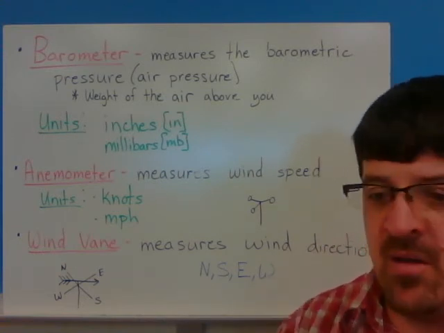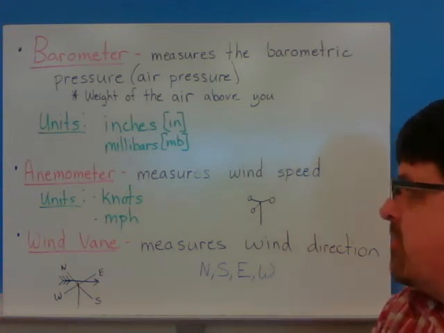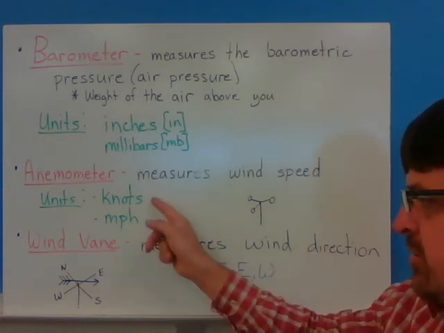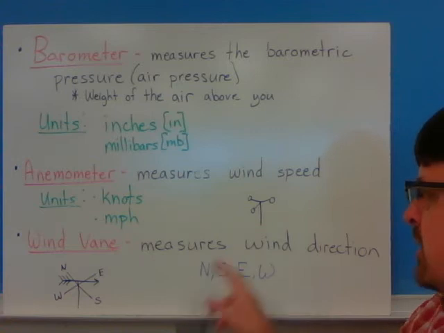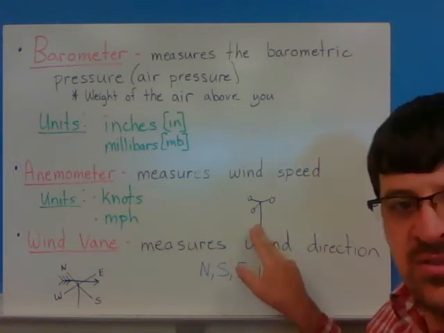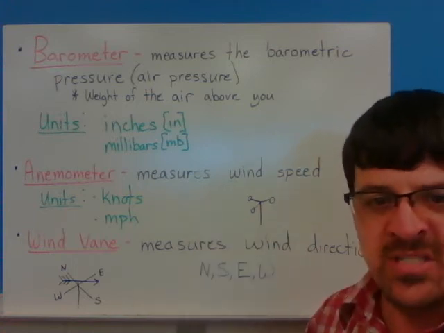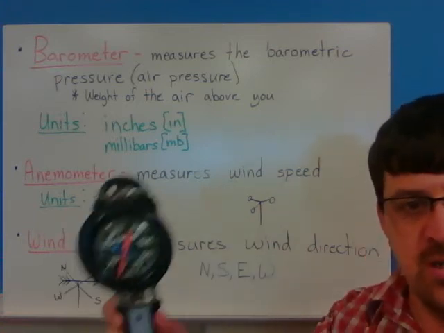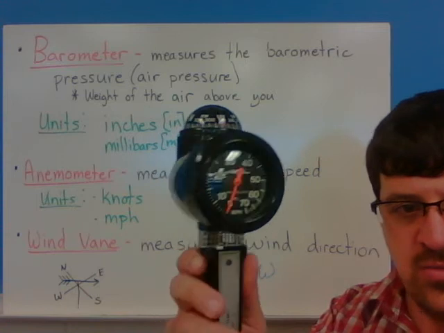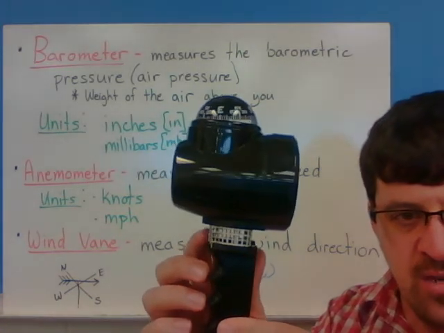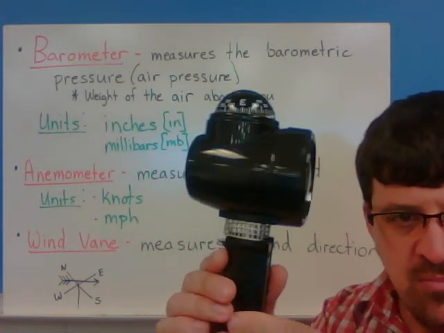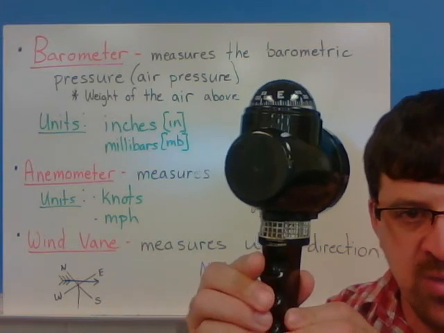Now, the anemometer. An anemometer measures wind speed. The units are either going to be in knots or in miles an hour. Now, this is an anemometer that you might see on the top of a weather station, with the cups, and it spins around on a stick, kind of. Okay? This is another type of anemometer. This one, in the very back of it here, which is tough for you guys to see, but maybe if I turn it that way a little bit, you can see it.